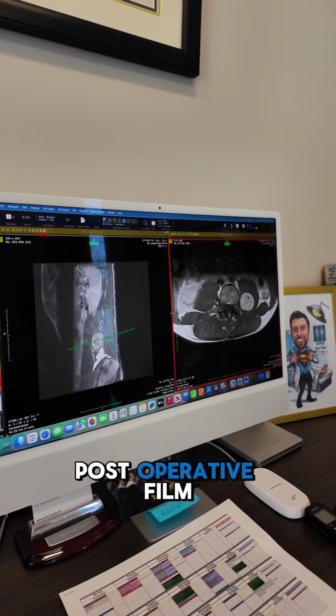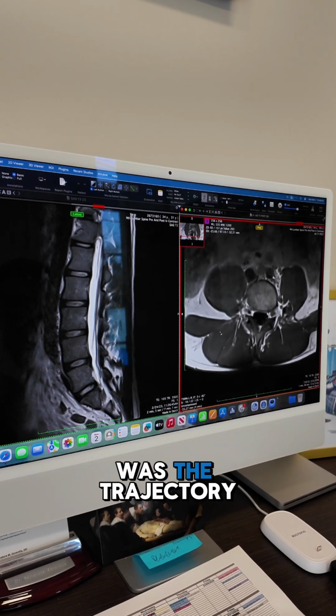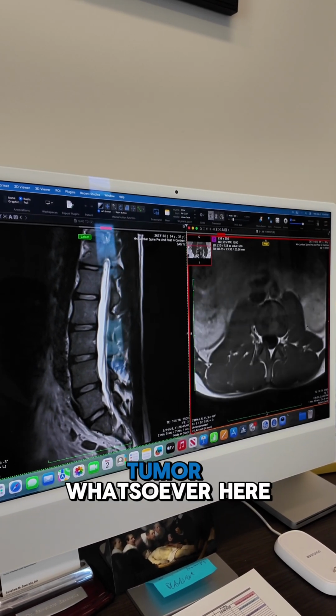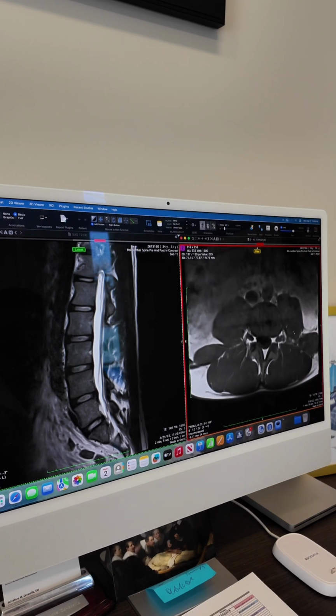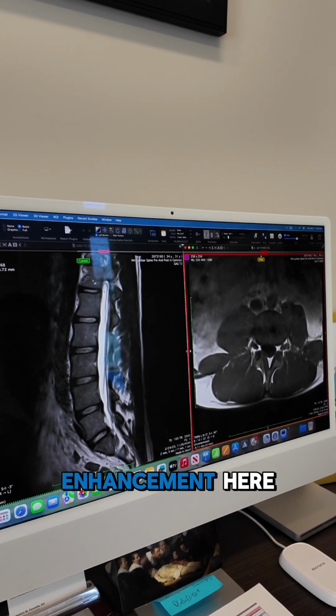I have a post-operative film just to show kind of the trajectory. As we can see here, this was the trajectory to the spine. The tumor is completely gone. There's no residual tumor whatsoever here. We've identified even down into the area where the tumor bed was. There's no residual enhancement here.